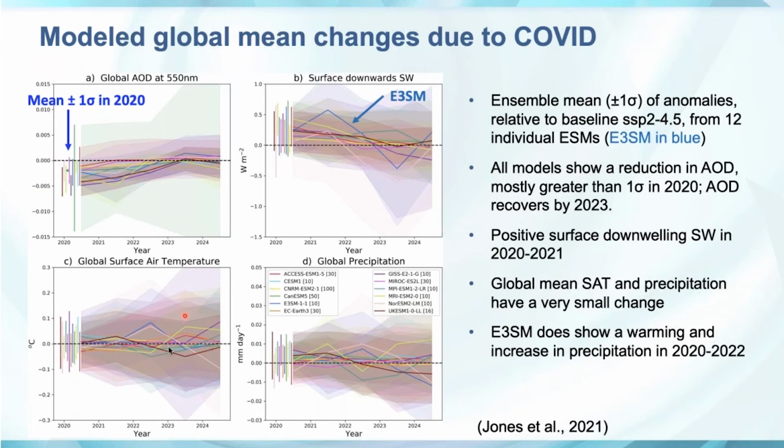And the global mean surface air temperature and precipitation, for the ensemble means, have very small changes and are pretty noisy. Oh, by the way, the E3SM model is the blue line here. If you look closely, E3SM does show a warming between 2020 and 2022, and also an increase in precipitation. We'll look in more detail at E3SM later.